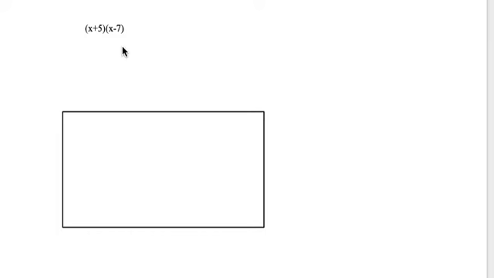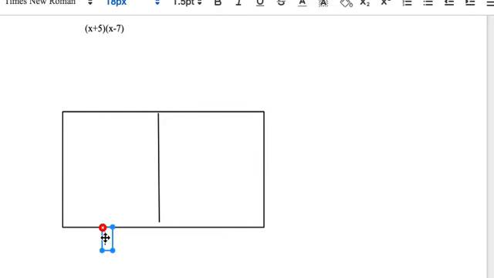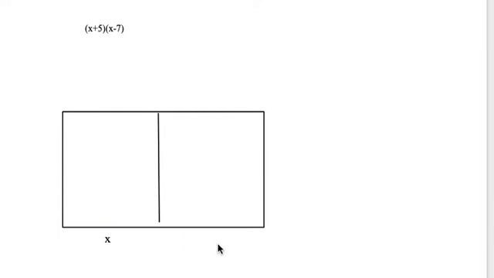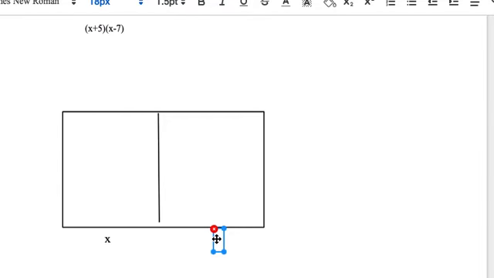So x plus 5 I'm going to have represented as this length, and I'm going to break it into two parts. So I am just going to break that. Doesn't matter where. I'm going to choose here. And I will have this piece called x, and I will have this piece over here called plus 5.